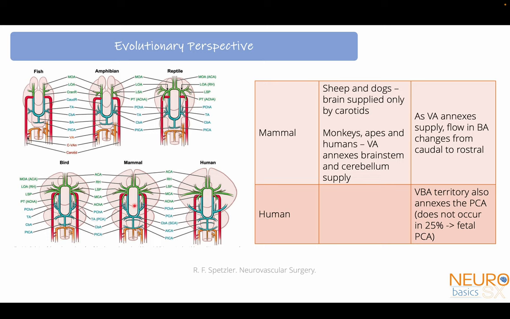When it comes to monkeys, apes and humans, finally the vertebral artery starts annexing part of the brain. It annexes the circulation to the brainstem and the cerebellum in other mammals, but only in humans is it able to annex the circulation of the PCA territory as well. In 25% of these individuals, the vertebrobasilar territory does not annex the PCA territory, and they continue to have a fetal PCA. As the vertebral artery annexes this flow, the flow changes from caudal to rostral.